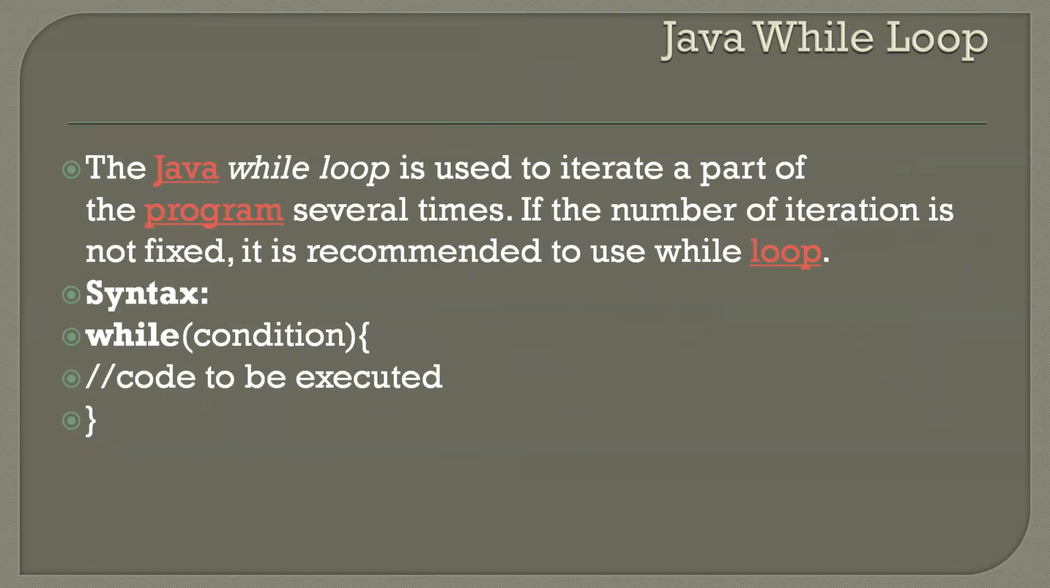In Java, the while loop is used to iterate a part of a program several times. If the number of iterations is not fixed, we recommend the while loop. We have already studied this in the previous slide. The following is the syntax of the while loop. We have the while keyword, and within the braces after the keyword we have one condition, and after the condition we have a block with open and closed braces, and inside that block we write the code to be executed when the condition of the while is true.